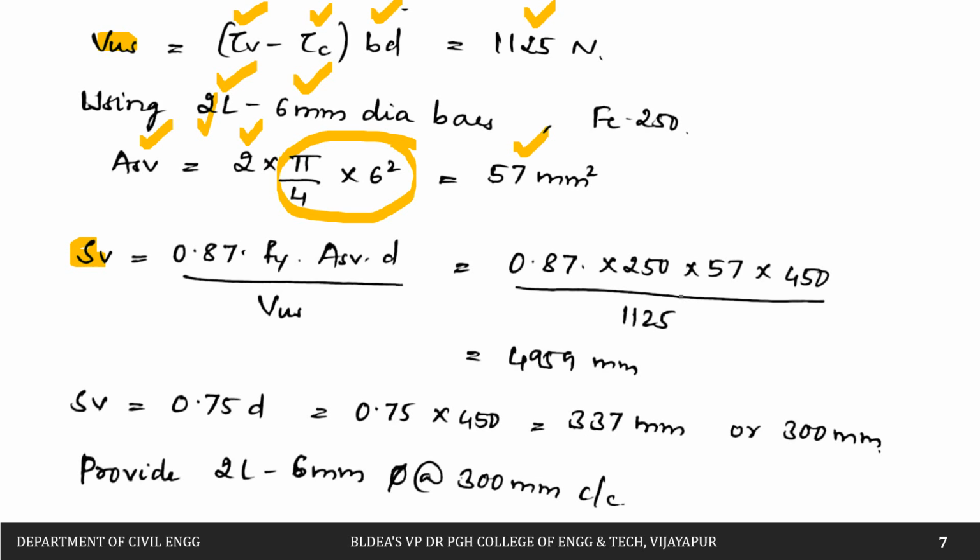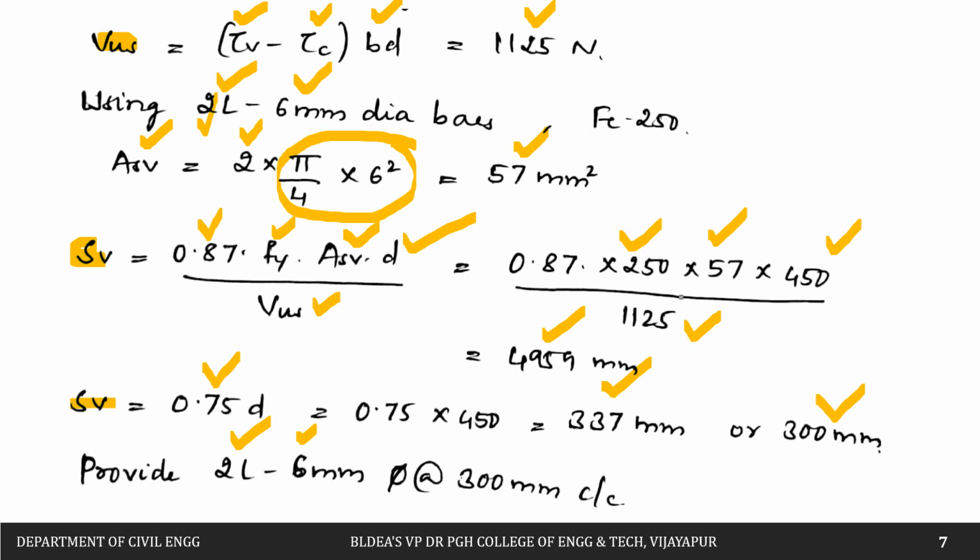So let us calculate the spacing, that is equal to 0.87 fy, it is 250, Asv is 57, d is 450, divided by Vus is 1125. So the spacing will be 495.9 mm. Then another criterion is 0.75 d, that will be 337 mm, or we have to provide a minimum of 300 mm. So therefore let us provide two-legged 6 dia at 300 mm center to center.